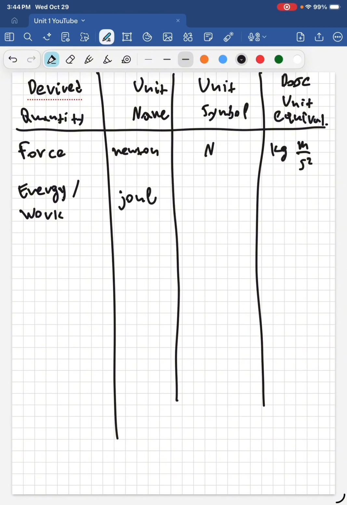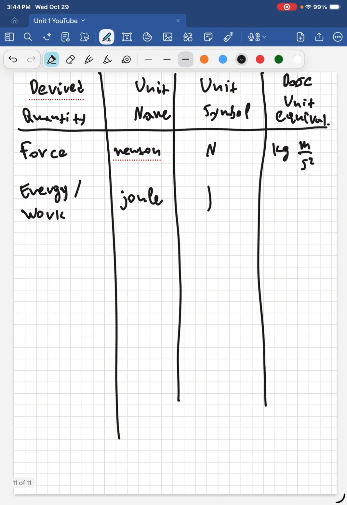So this is named after Lord Joule. I think he was a lord. I'm not 100% sure. Check. So the unit symbol is J, and the equivalent base units are kilograms meter squared per second squared.